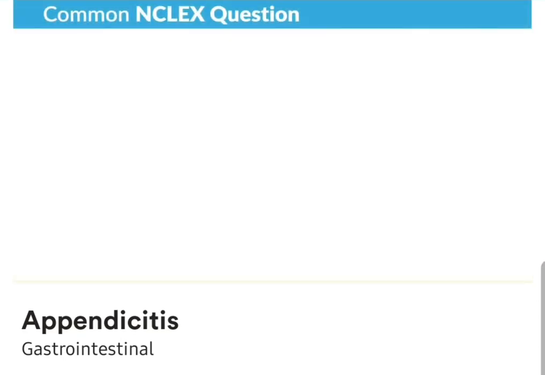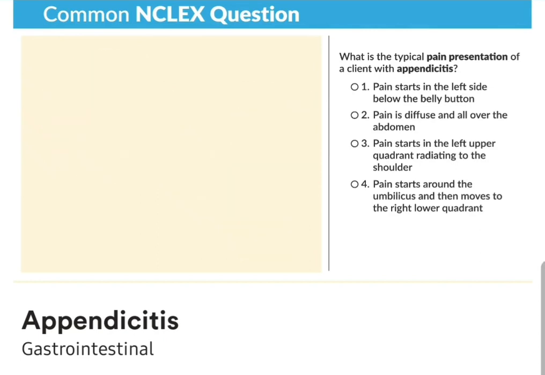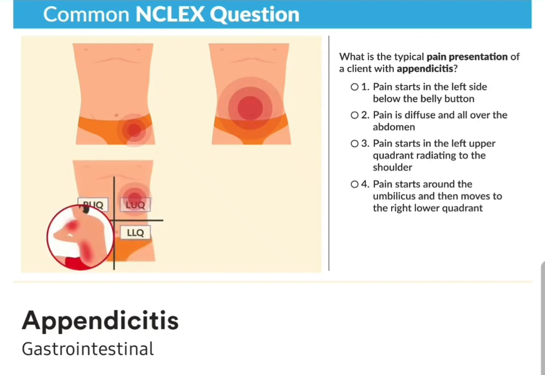So a common NCLEX question, what is the typical pain presentation of a client with appendicitis? So option 1, the pain starts in the left side below the belly button. No, it's right lower quadrant. The pain is diffused all over the abdomen. Nope, right lower quadrant we're looking for. How about option 3? The pain starts in the left. No, it's not the left, it's the right.